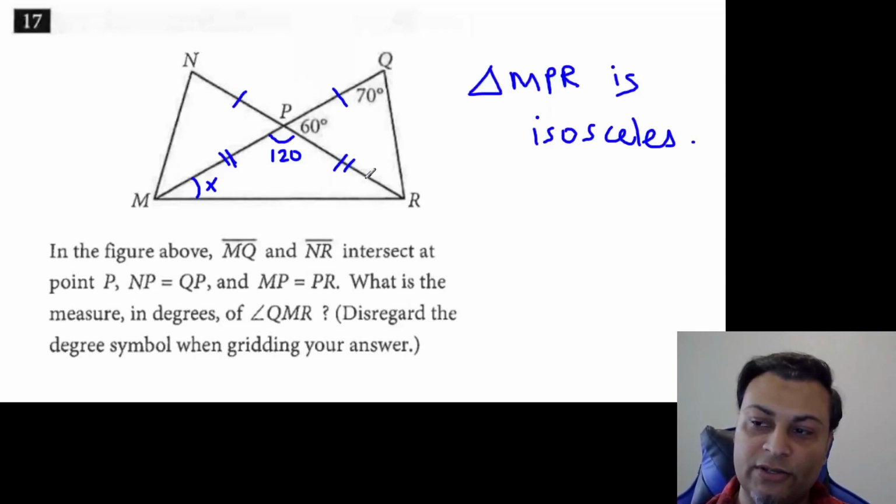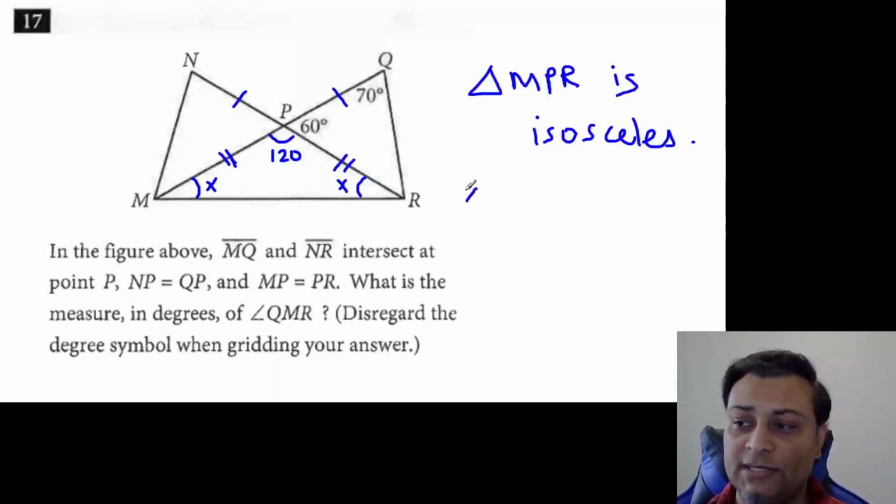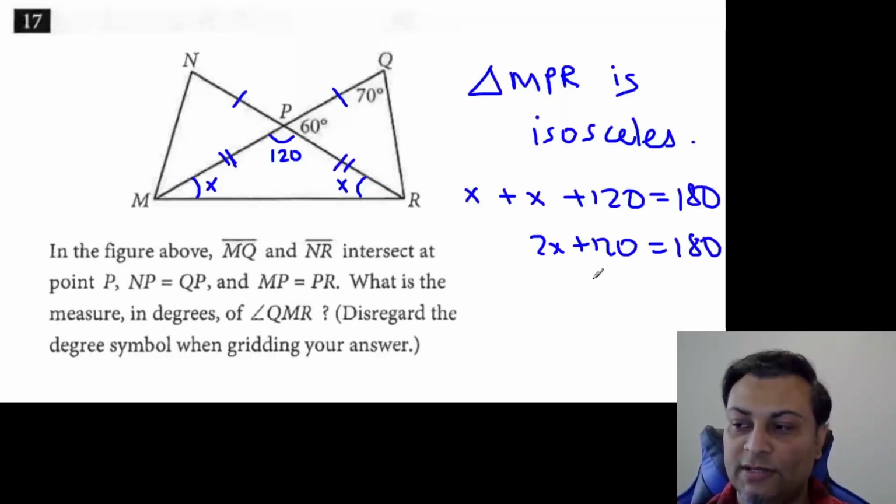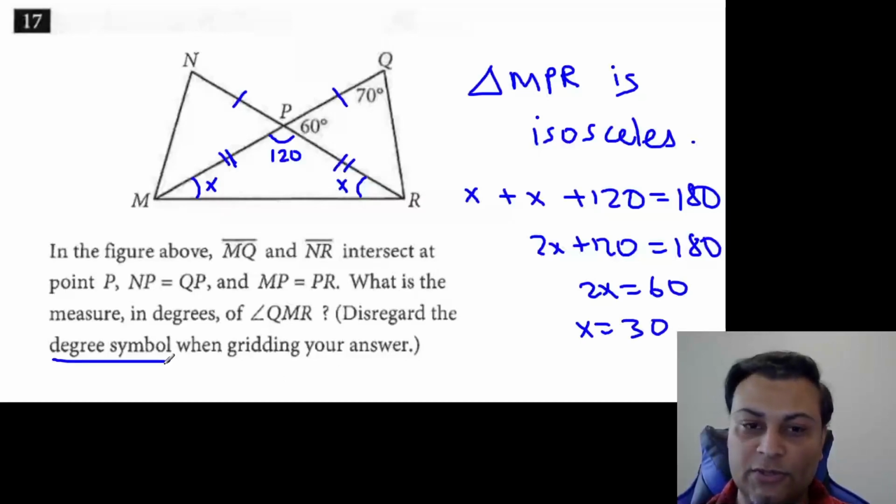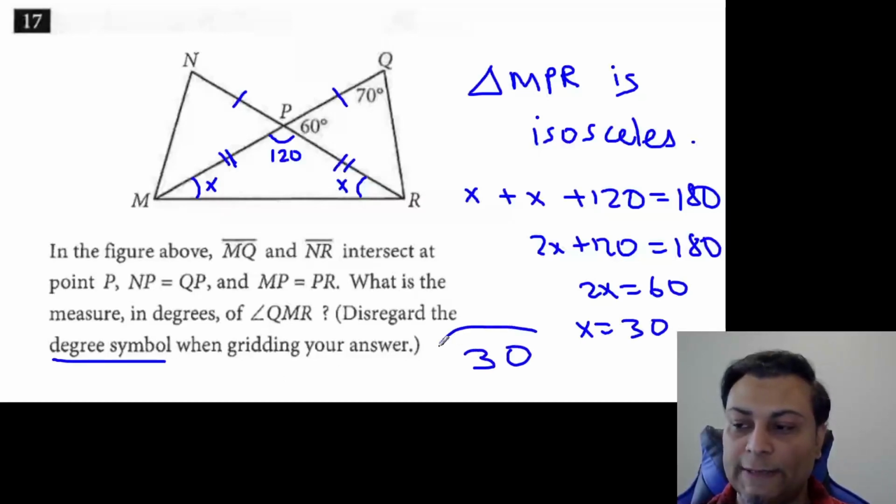So this angle here is also x. And these three angles must add to 180. So you have x plus x plus 120 must be 180. 2x plus 120 equals 180. Subtract 120, you get 2x equals 60, and x equals 30. Don't worry about the degree symbol. The answer is 30.